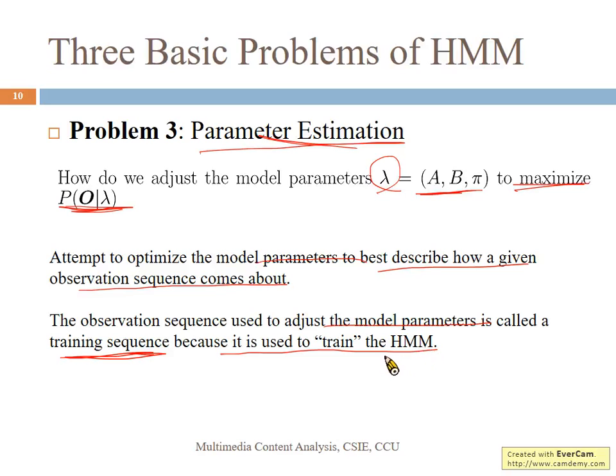So for the training process, we will collect a lot of training sequences and use these training observation sequences to adjust the model parameters A, B, and pi. And this is the third important problem, and this is the most difficult one.